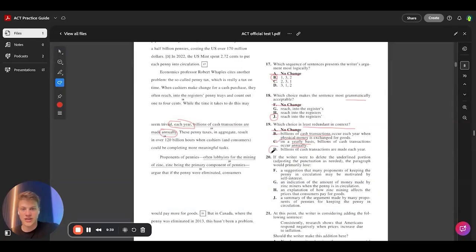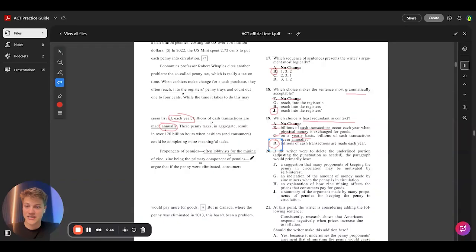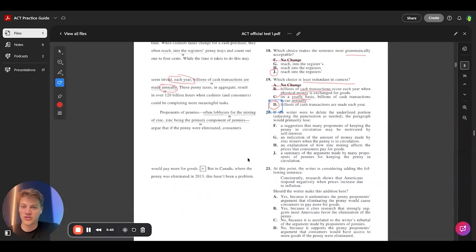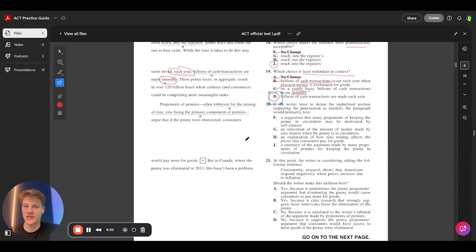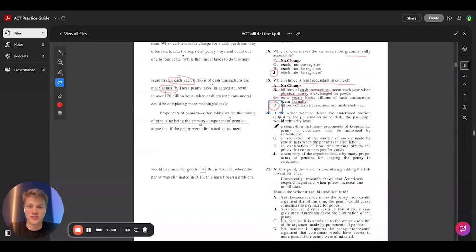Billions of cash transactions are made each year. That is not redundant. These penny taxes in aggregate result in over 120 billion hours when cashiers and consumers could be completing more meaningful tasks. Proponents of pennies, often lobbyists for the mining of zinc being the primary component of pennies, argue that if pennies were eliminated, consumers would pay more for goods.